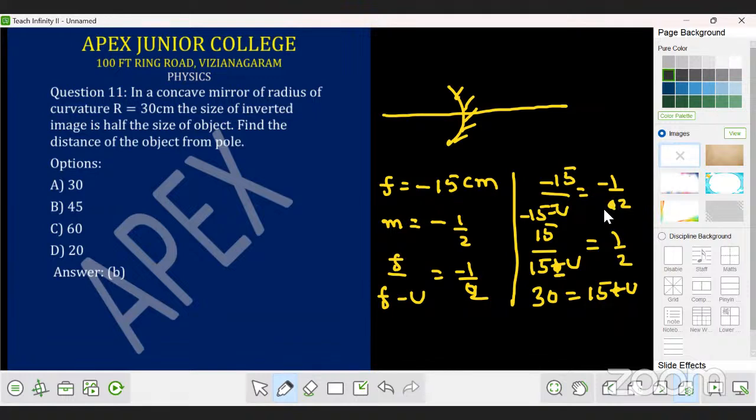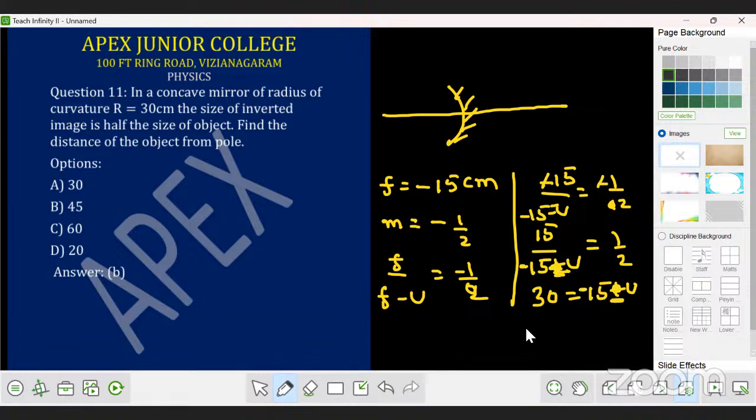Correct only. Magnification formula is... 15 by, sorry, here you have to take minus 15 minus U, because minus and minus cancelled only here. Here a negative symbol should not be cancelled. If you cancel here negative sign, 2 times you are cancelling negative sign on left side only, na? So only 1 time you have to cancel this. So denominator will be minus 15 minus U.